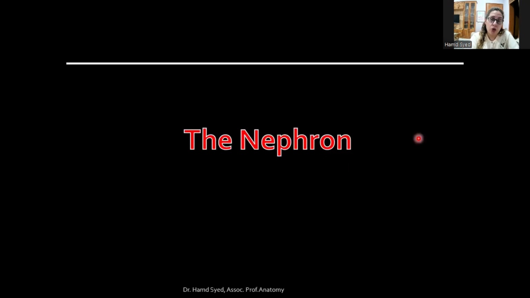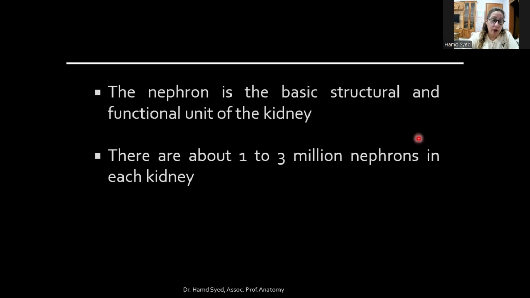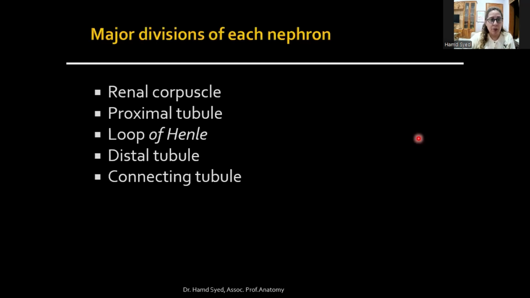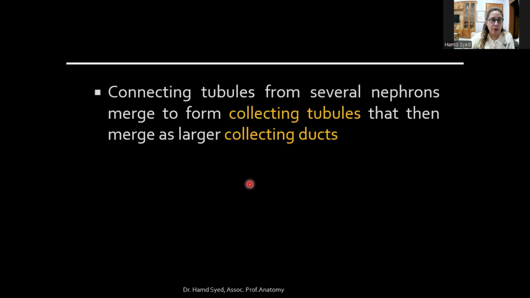Now, we know that the structural and functional unit of the kidney is the nephron. So we're going to discuss the structure of this part of the kidney, which has about 1 to 3 million nephrons in each kidney. The major parts of each nephron are a renal corpuscle, proximal tubule, Henle's loop, distal tubule, and a connecting tubule. So these are the subdivisions of each nephron.